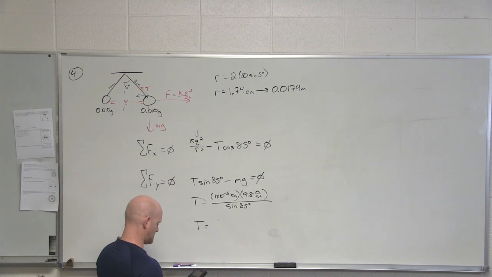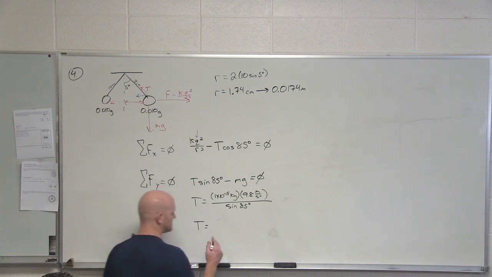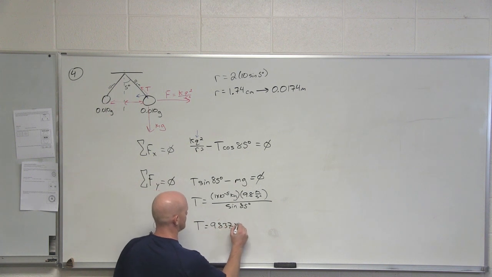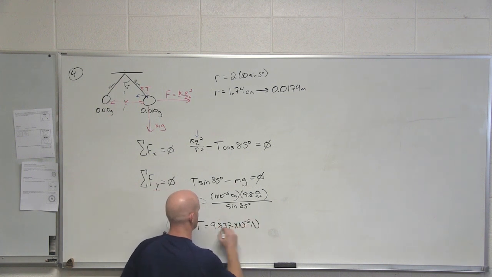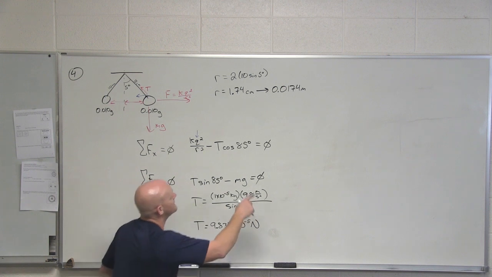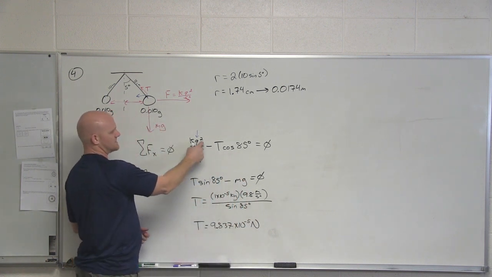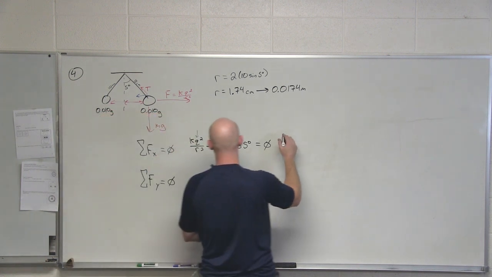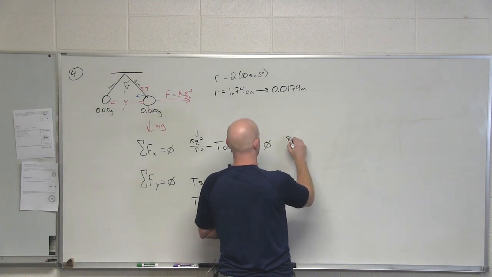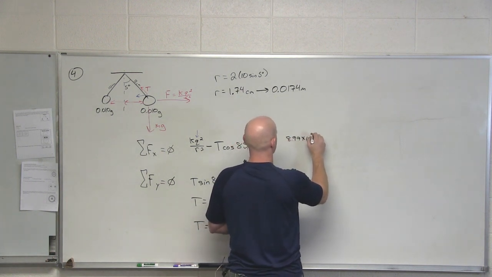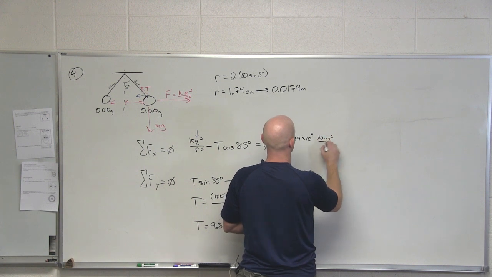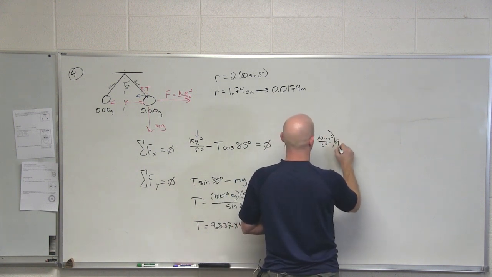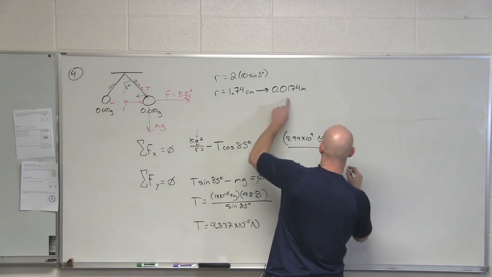Yeah, I got it. 9.83 times 10 to the negative 5 newtons. Good. Now we'll substitute that back into this expression to solve for Q. So in this case, we have 8.99 times 10 to the 9th newton meter squared per coulomb squared times Q squared all over our r squared.